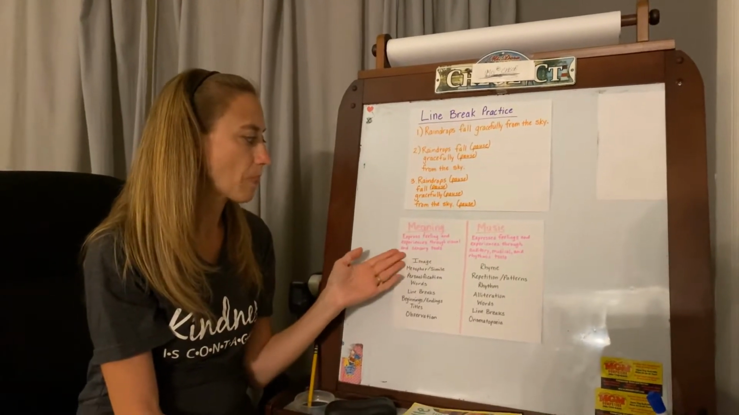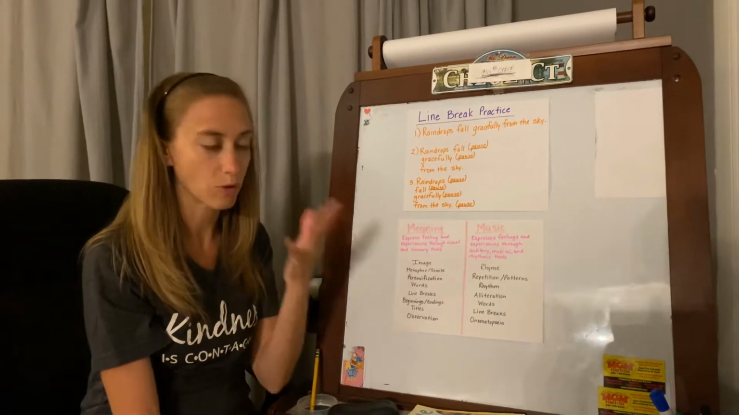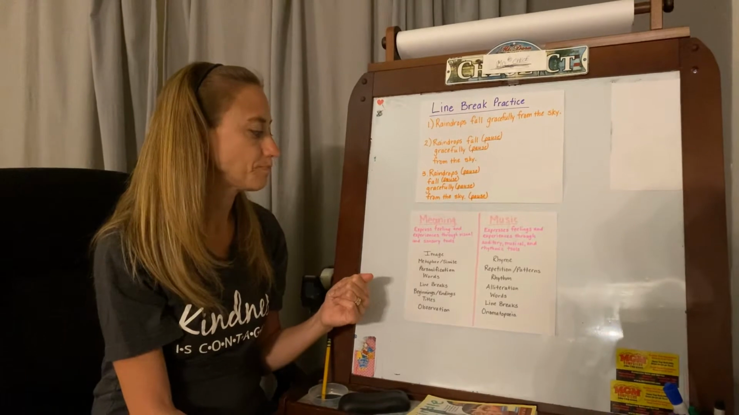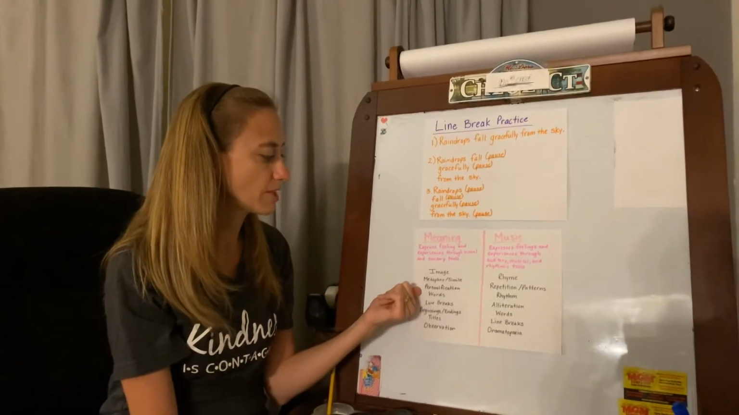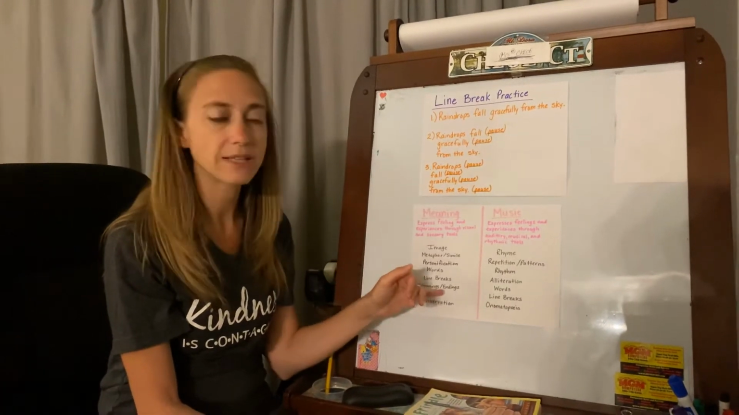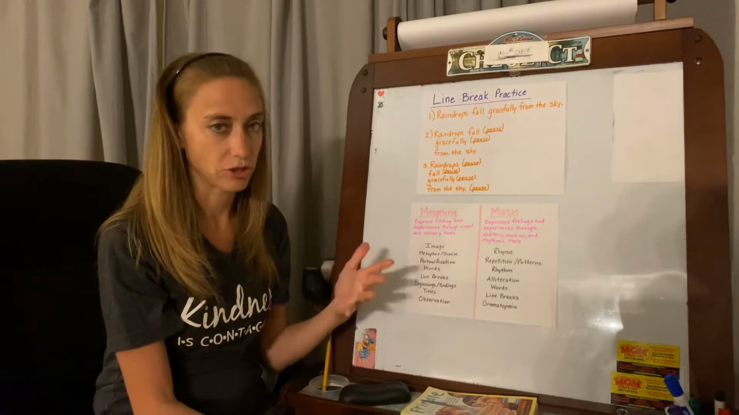So meaning, we express our feelings and experiences through visual and sensory tools like image, what we see, metaphor and simile. We practiced similes this week. Personification, words, line breaks, beginnings and endings. The title tells us a lot about our poems, and just observation, looking.